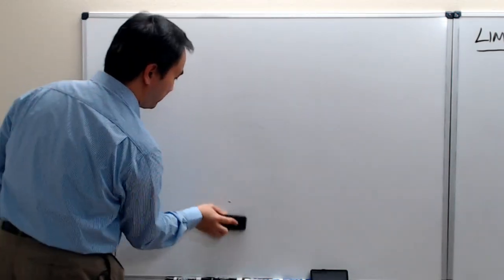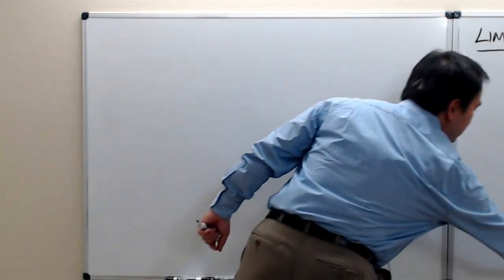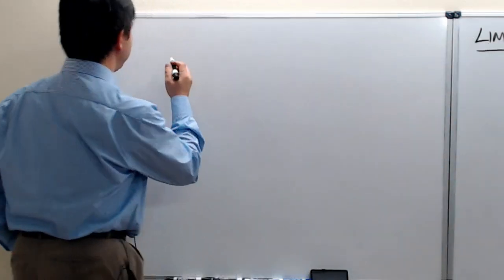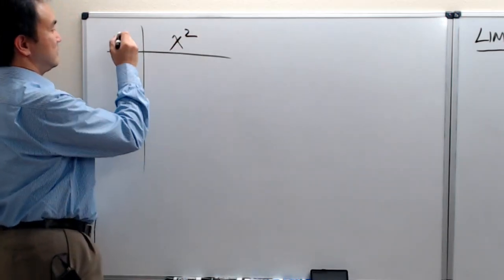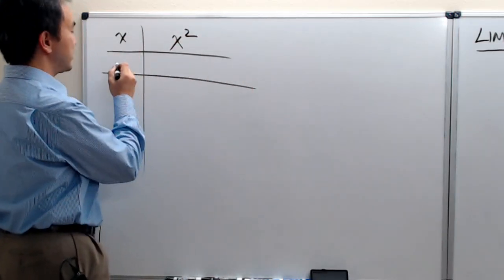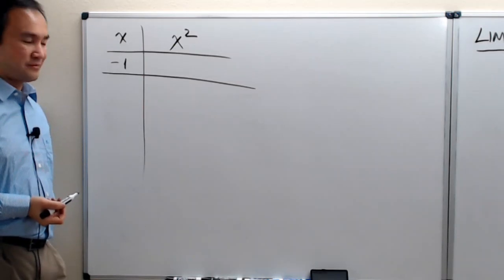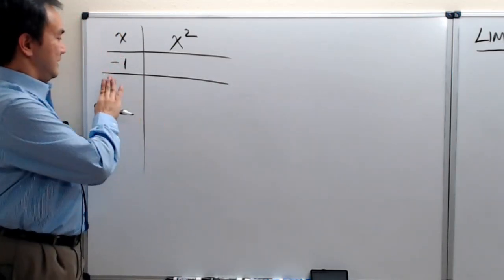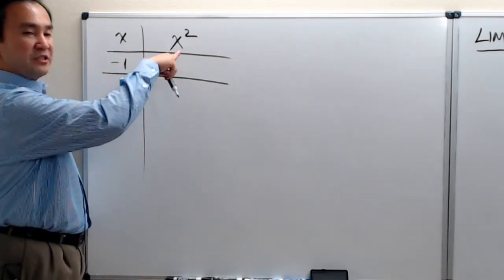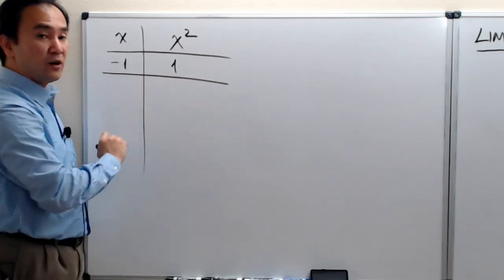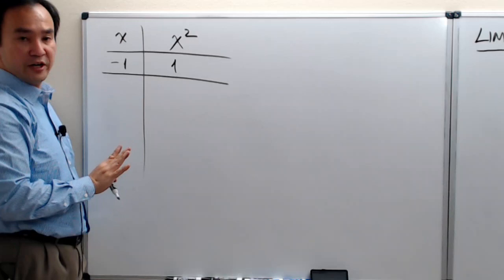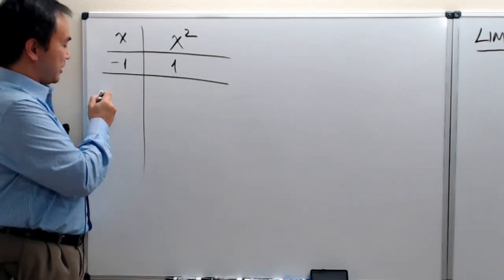So for the table of values, this time for x squared, let's choose input -1. And so -1 being substituted into the function, our output for this function is +1, as anyone already knew. How about we quickly jump to -10?